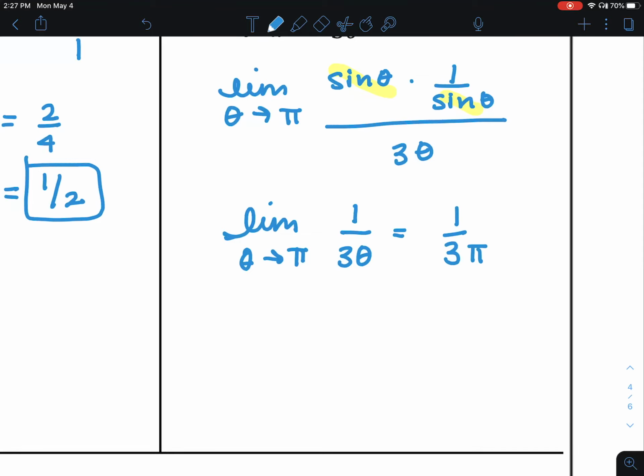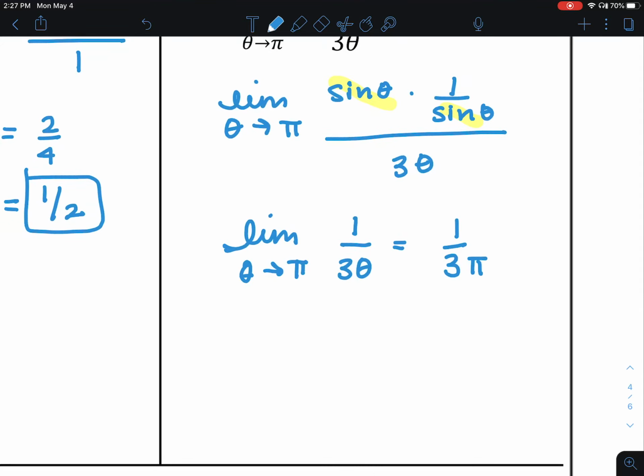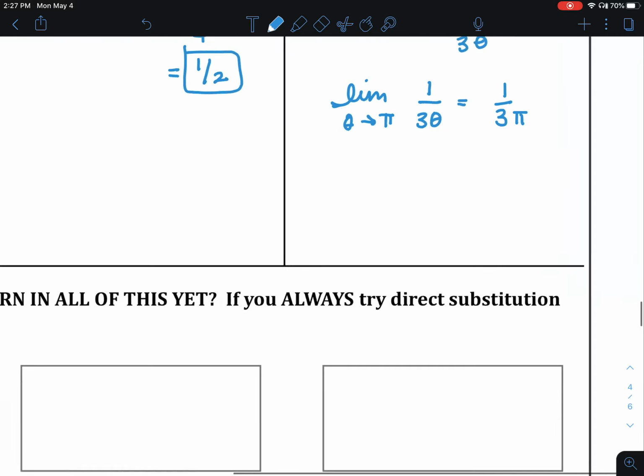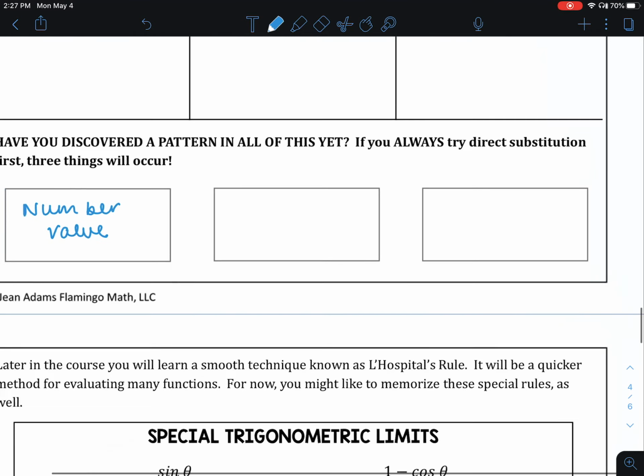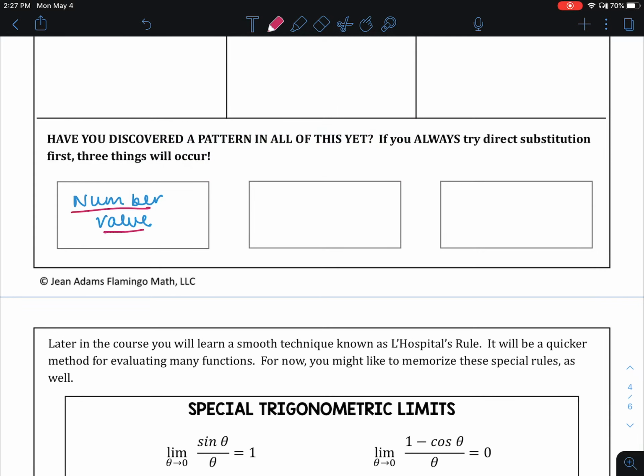Had you directly substituted, what you would have gotten was an undefined over a number, and that doesn't work. And so for all types of limit problems, we can certainly get a number value. That absolutely happens, and that's really nice when it does. The other thing we could have gotten was a number over 0, and then the final thing we could get is 0 over 0.